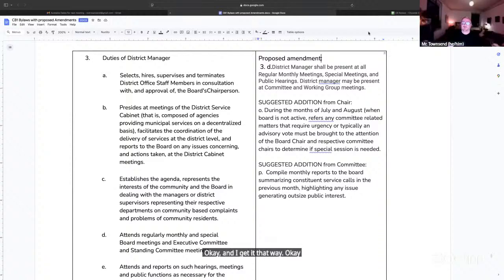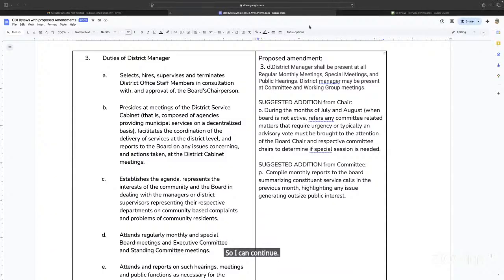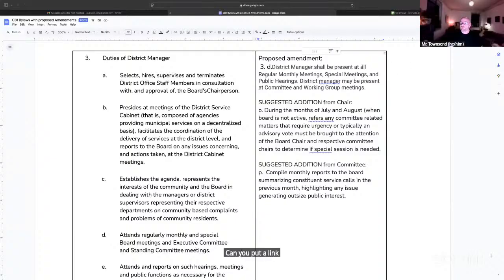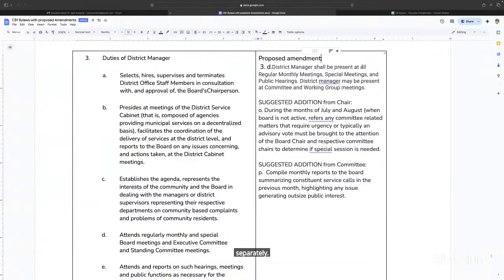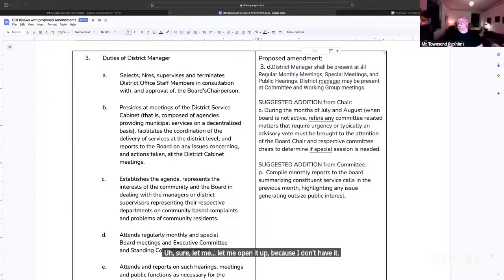Okay, that's what I would like, on my own. Thank you. Evie, you have access to that. Can you show it, please, so I can continue? I'm sorry, say that again. Can you put a link to the document that we're looking at on our screens in the chat so that Tom can view it separately? Sure, let me open it up. Yes, ma'am. Just share, please.